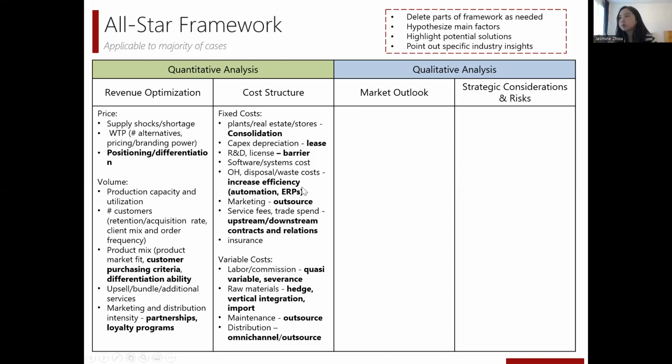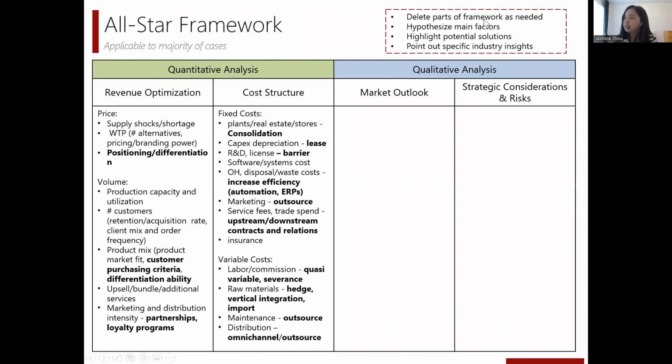So for fixed costs, you would be looking at things like plants, production plants, real estate, stores. A solution to reducing costs in that aspect could be consolidation. And then also your CapEx depreciation. To reduce those costs, maybe you can lease instead of actually owning those assets. There's also R&D and licensing, and those could actually act as a barrier to entry into the market for other new competitors. So notice these bolded things.